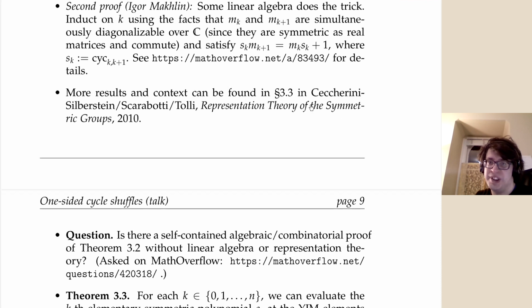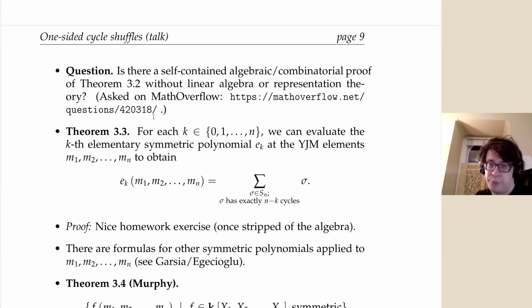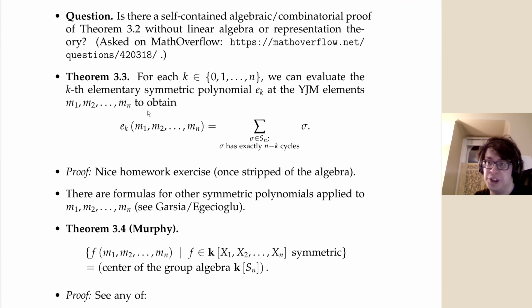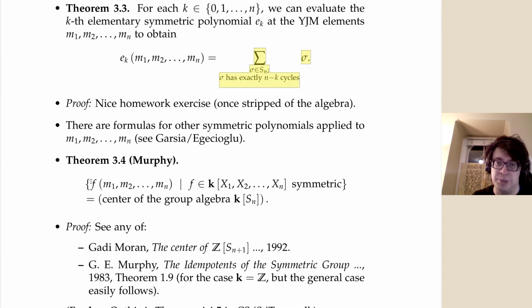So at this point, there are books about Young-Jucys-Murphy elements. This is the famous one. There is another by Kleshchev. There are a bunch more properties. One is that because these elements commute, you can apply symmetric functions to them, and usually something interesting comes out. For the elementary symmetric polynomials, for example, you get the sum of all permutations with a given number of cycles. Another theorem due to Murphy is that the whole set of symmetric polynomials in the Murphys is actually the center of the group algebra.